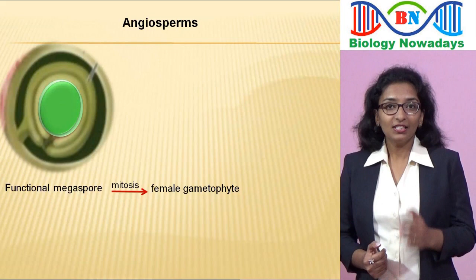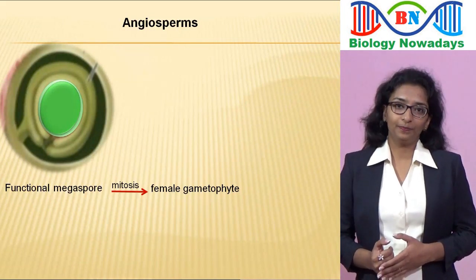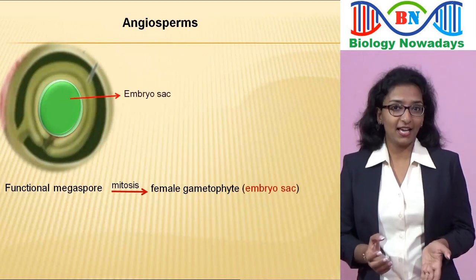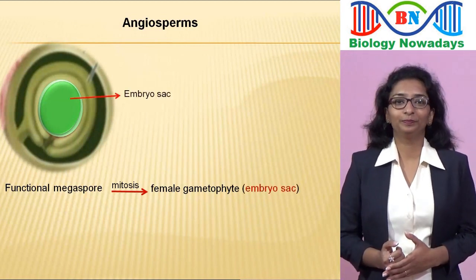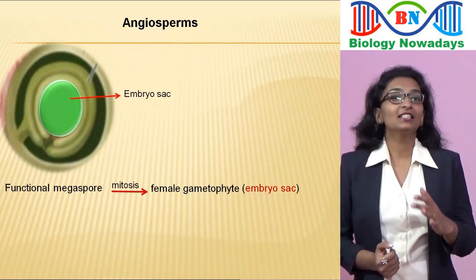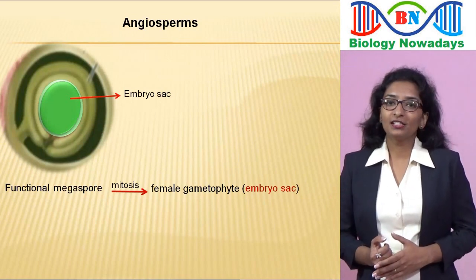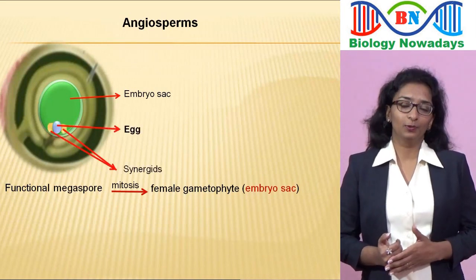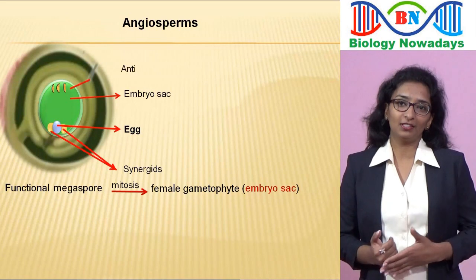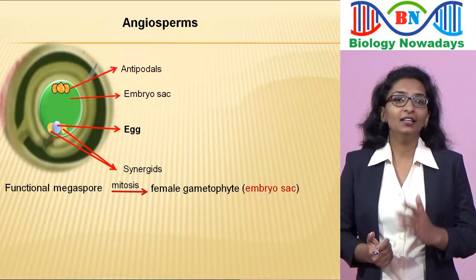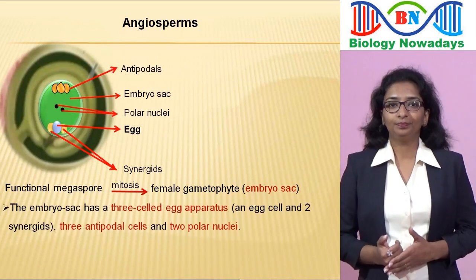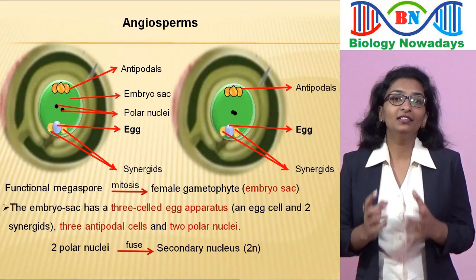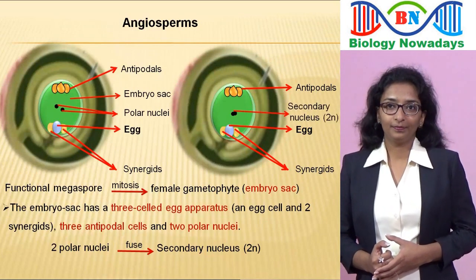In gymnosperms, this female gametophyte is called endosperm, whereas in angiosperms, the female gametophyte is termed embryo sac and not endosperm. The embryo sac has a 3-celled egg apparatus consisting of 1 egg cell and 2 synergids at the micropylar end of the ovule. Also 3 antipodal cells at the opposite side and 2 polar nuclei in the center. The 2 polar nuclei eventually fuse to produce a diploid secondary nucleus.